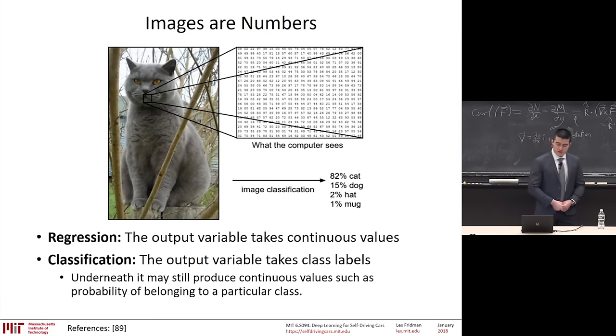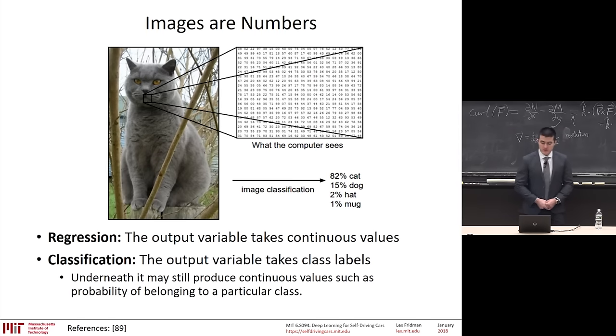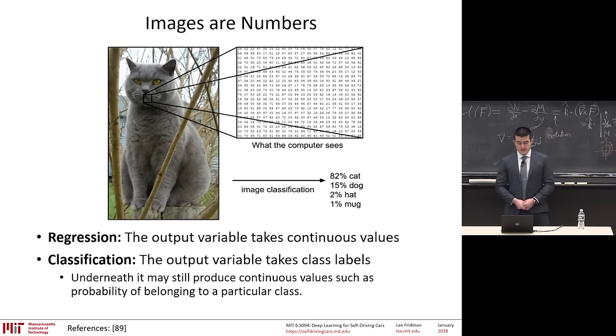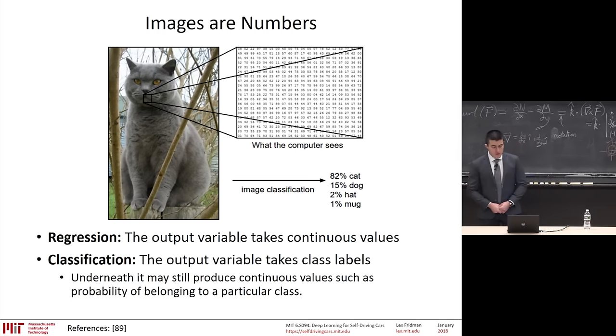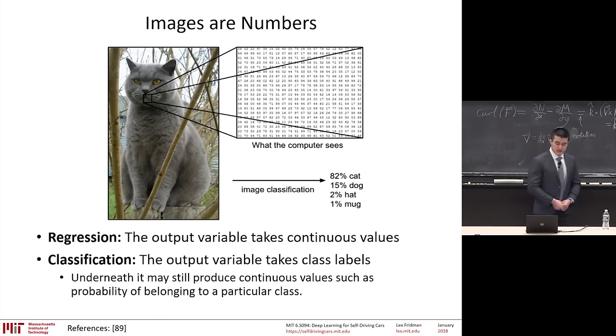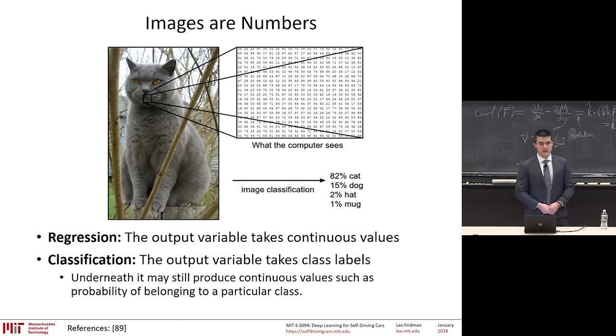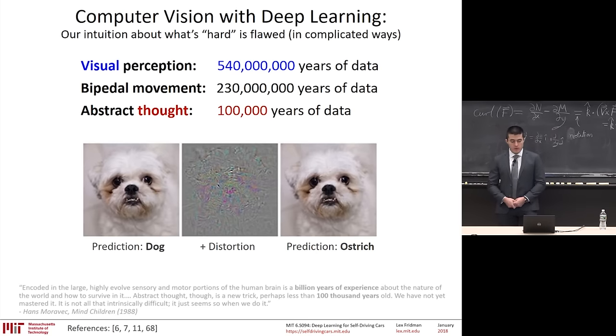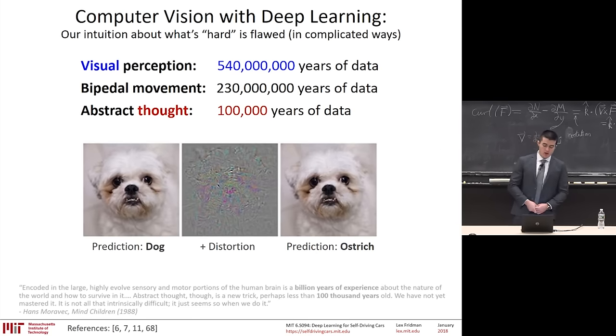And given these numbers, this set of numbers, sometimes with one channel, sometimes with three, RGB, where every single pixel has three different colors, the task is to classify or regress, producing a continuous variable or one of a set of class labels. As before, we must be careful about our intuition of what is hard and what is easy in computer vision.